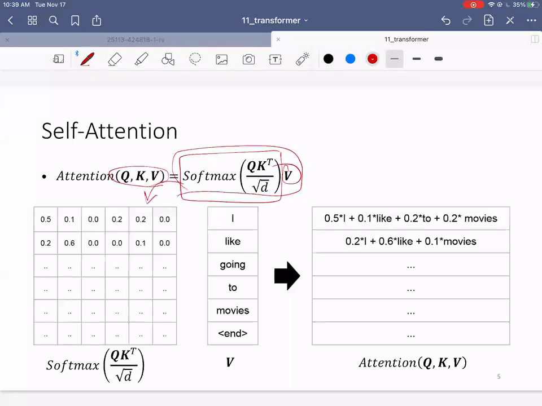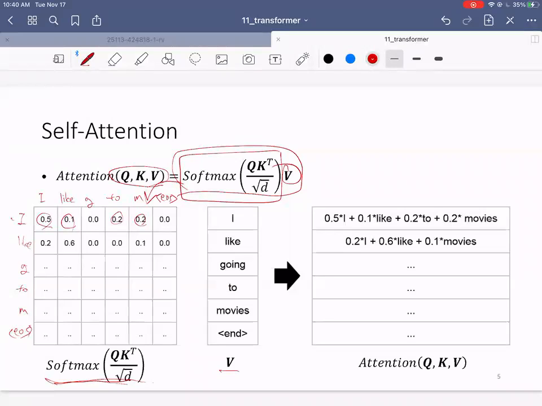This part is this matrix here, and V is just the word embedding. What this part does is produce the attention map, or attention distributions. The first row represents the attention distributed by the word "I." So "I" is giving 0.5 attention, so 50% of the attention, to itself, 10% of the attention to "like," 20% of the attention to "to," and 20% attention to "movies." This is "I like going to movies EOS." This is also "I like going to movies EOS."